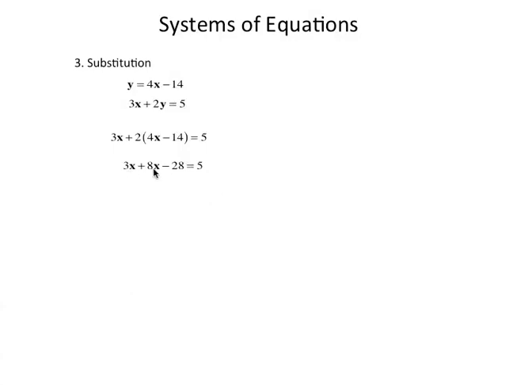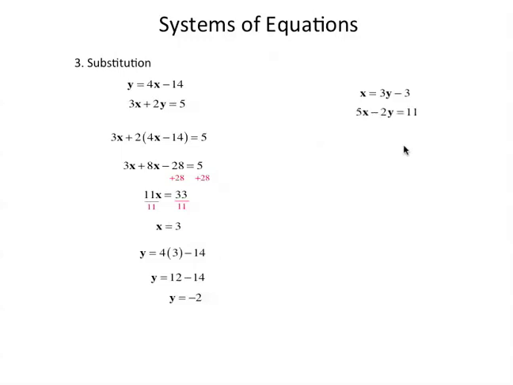All right, I want to add my like terms, so the 3x and the 8x make 11x. And I also want to get rid of this 28, so I'm going to add 28 to both sides. So that gives us 11x is equal to 33. Now I want to get rid of that 11, which is multiplying the x, so I divide both sides by 11, and x is equal to 3. And then I'm just going to feed that back into my equation up here. So y is equal to 4 times 3 minus 14. That gives us y is equal to 12 minus 14, which is negative 2. So your solution is x is equal to 3 and y is negative 2.